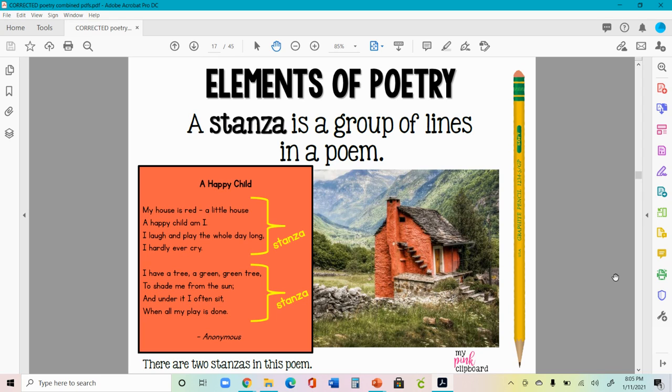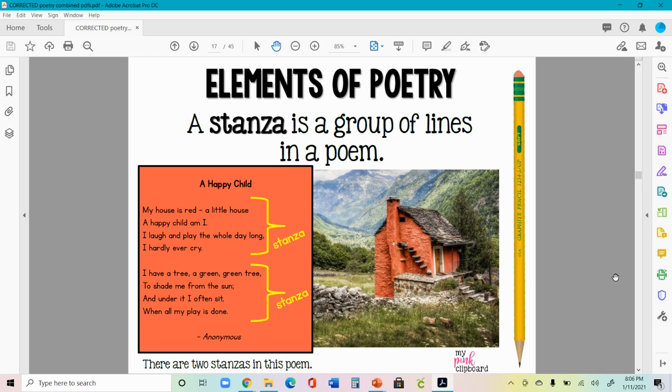My house is red, a little house, a happy child am I. I laugh and play the whole day long, I hardly ever cry. I have a tree, a green, green tree, to shade me from the sun, and under it I often sit when all my play is done.